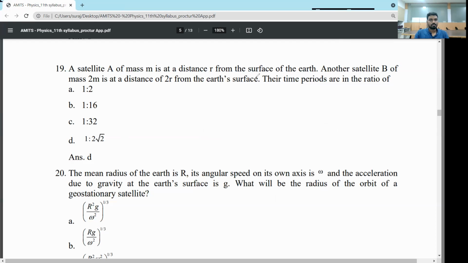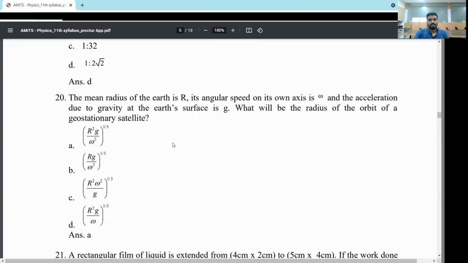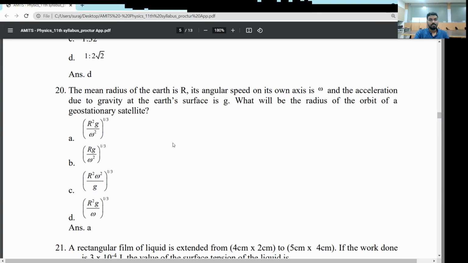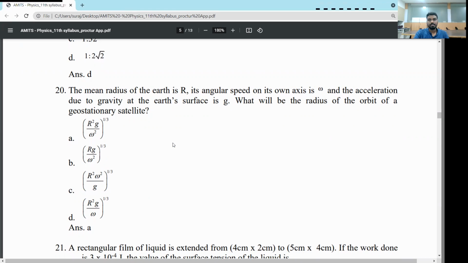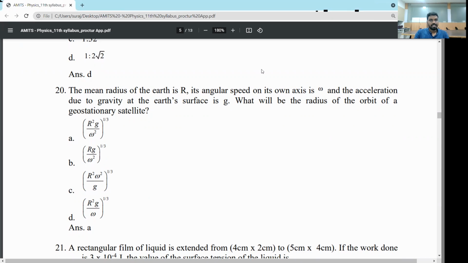Next. Question number 20. The mean radius of the earth is r. Its angular speed on its own axis is omega. Then the acceleration due to gravity at the Earth's surface is g. What is the radius of the orbit of a geostationary satellite? Now, what is a geostationary satellite? Which has same time period as that of Earth. Clear? Mean radius of Earth is r, angular speed is omega, and acceleration due to gravity on the Earth's surface is g. What will be the radius of the orbit of a geostationary satellite?